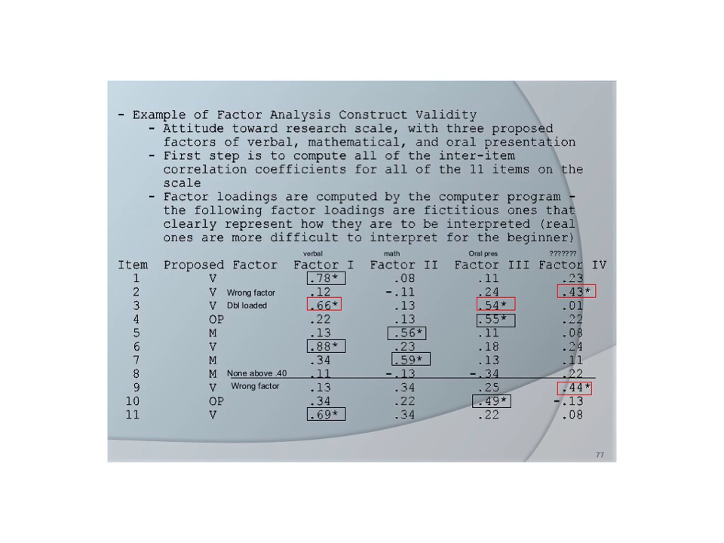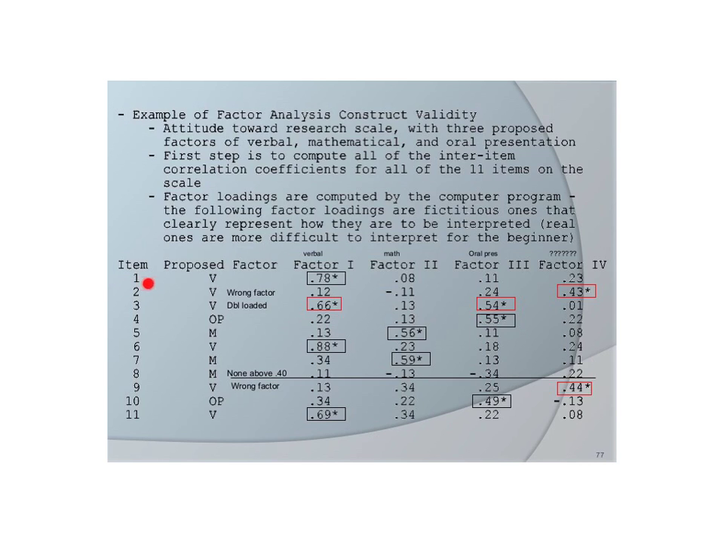So if you look at this example, this is an example of the attitudes towards research scale with 3 proposed factors: verbal, mathematical, and oral presentation. The first step is to compute all of the inter-item correlation coefficients for the 11 items. Factor loadings are then computed by the computer program, and the following factor loadings are fictitious ones that clearly represent how they could be interpreted. Usually it's a little bit more difficult when we get real factor items.